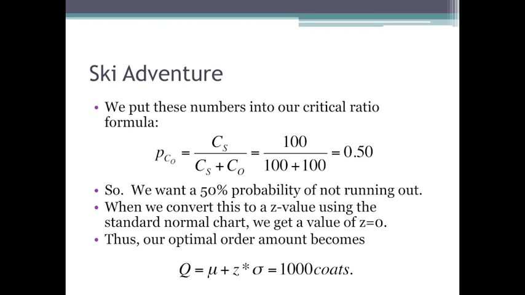Well, as it happens, that gives us a z-value of 0. So if we have a z-value of 0, we order exactly the mean. We order exactly the average. So our optimal order amount from Ski Adventure's perspective is exactly 1,000 coats. Now you'll note this is a lot less than Tech Fiber. And there are reasons for that. We'll discuss those in just a second.